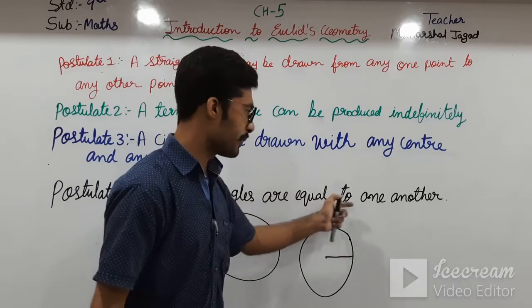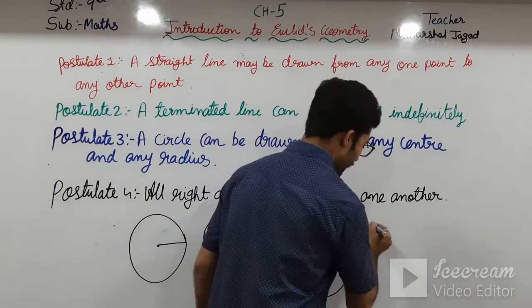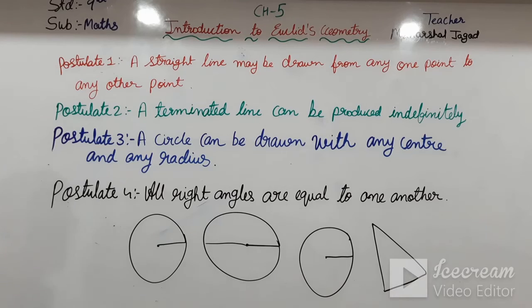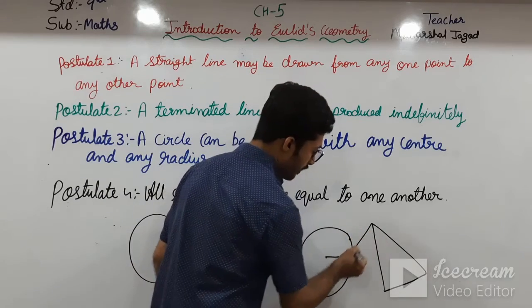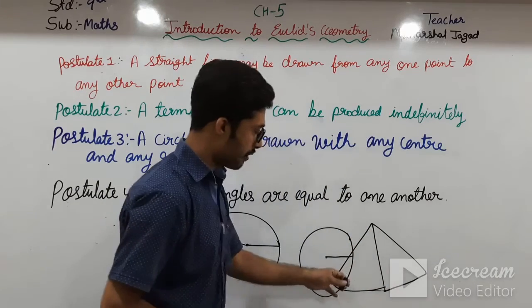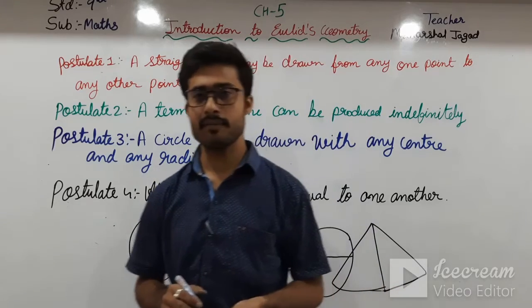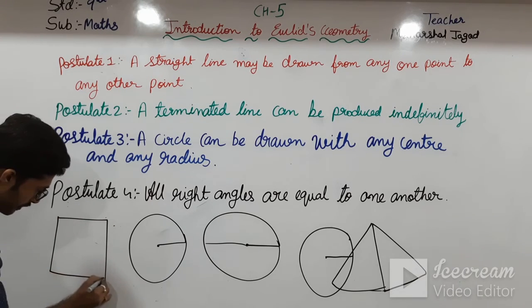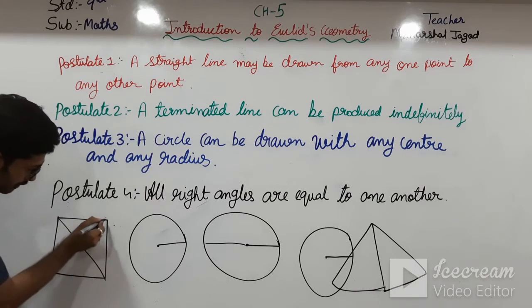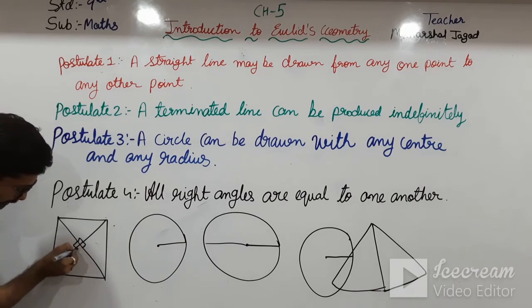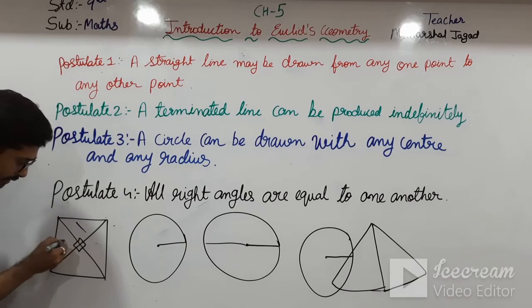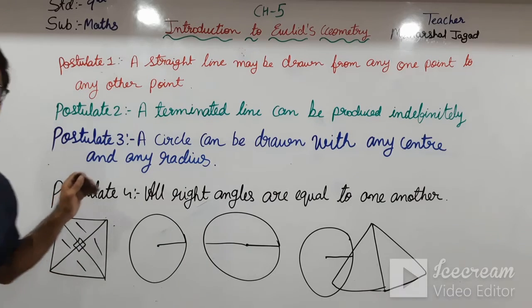All right angles are equal to one another. If I take a right angle triangle over here, you can see all the right angles are equal. If I draw a line over here, then this is also the same, but I can't draw it exactly the same. These two must be the same. Now if there is a square and you draw a diagonal, this is 90, this is 90, this is 90 and this is also 90. So all right angles are equal to one another.